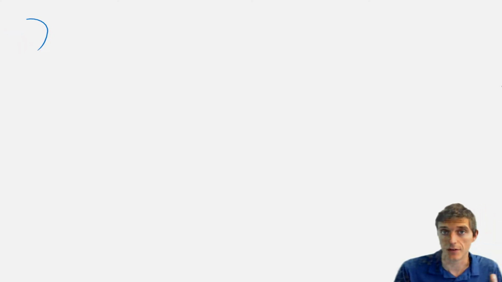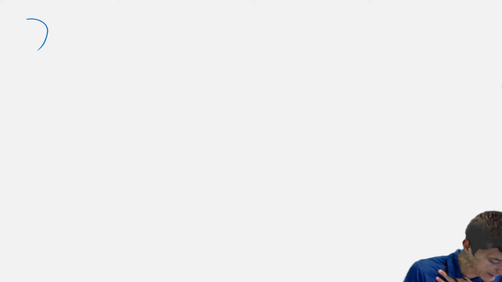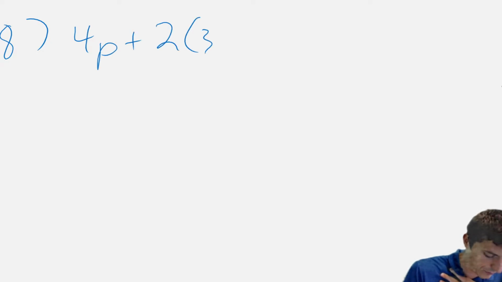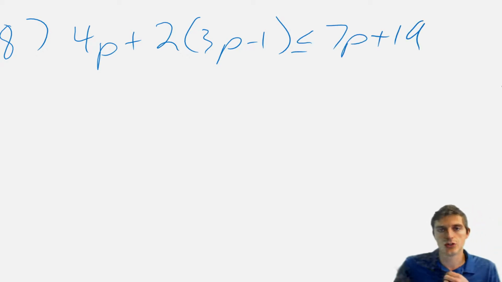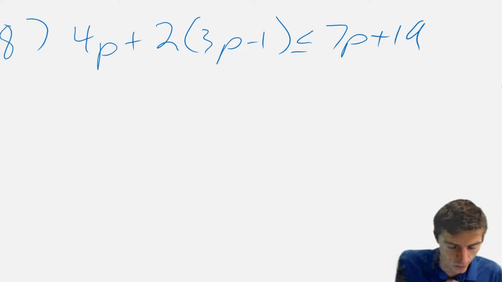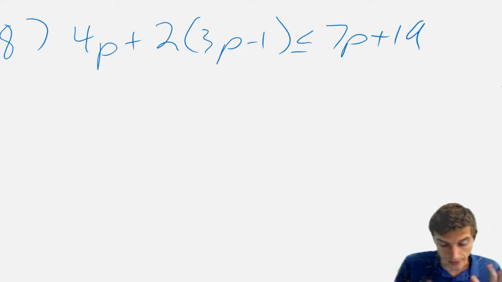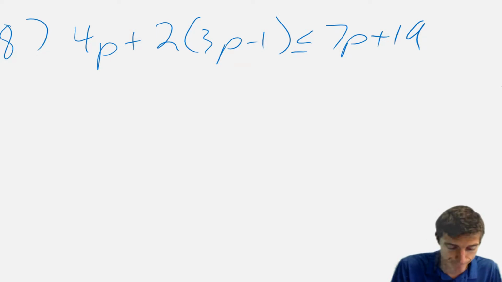Okay, so I'm gonna do just one more from this front page, because they're just kind of solving problems after that and keeping track of signs. So let's just skip to the big one. Let's do 8. So that's 4p plus 2 times 3p minus 1 less than or equal to 7p plus 19. So the solutions to the other one should be included with your work. So anyway, you can check your results there. But let's do 8 together.